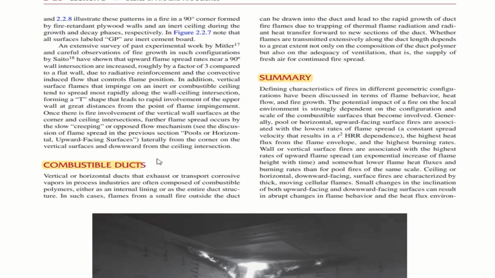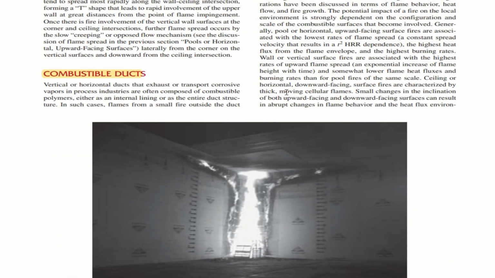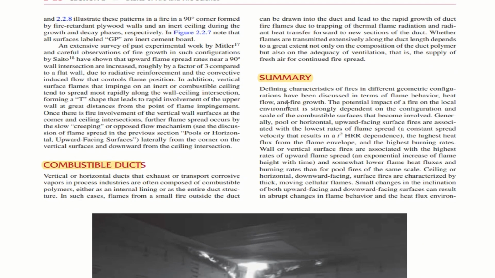So combustible ducts, and in summary what they have given, we'll go through for a good understanding. Defining characteristics of fire in different geometric configurations have been discussed in terms of flame behavior, heat flow and fire growth. The potential impact of a fire on the local environment is strongly dependent on the configuration and scale of the combustible surfaces that become involved. Generally, pool or horizontal upward facing surface fires are associated with the lowest rates of flame spread, the highest heat flux from the flame envelope, and the highest burning rates. Wall or vertical surface fires are associated with the highest rates of upward flame spread and somewhat lower flame heat fluxes and burning rates than for pool fires of the same scale.